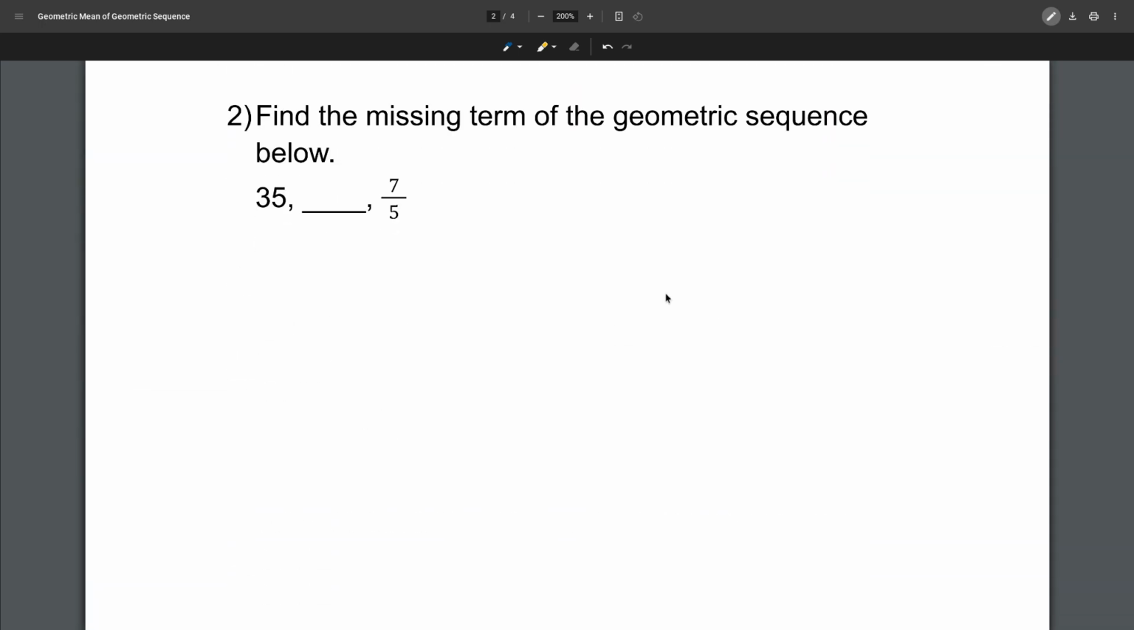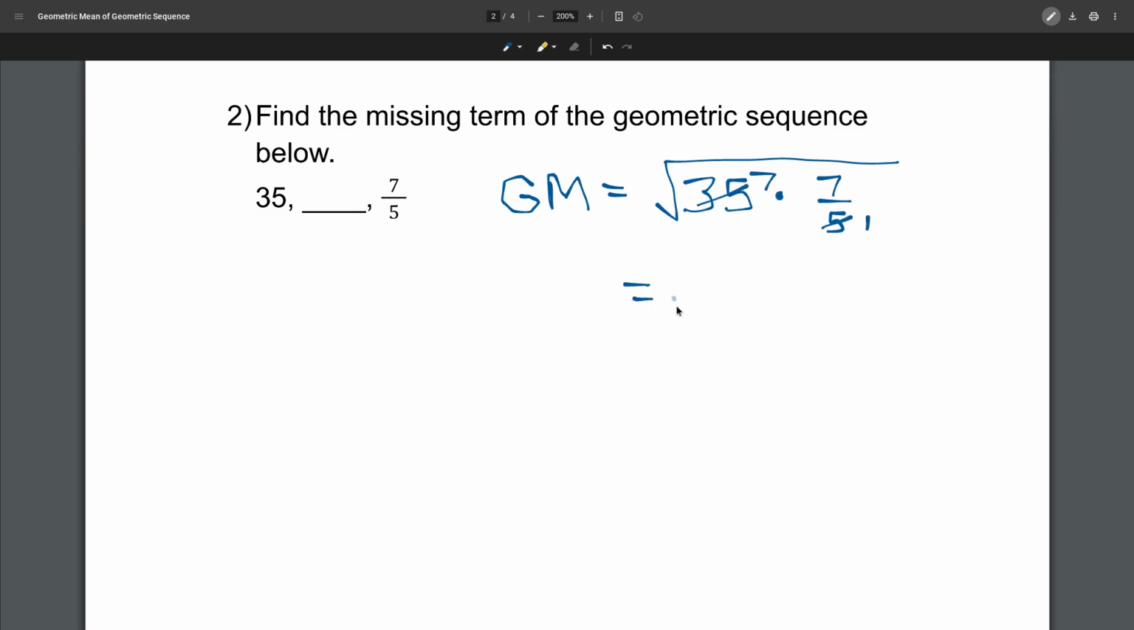Problem 2. Find the missing term of the geometric sequence below. So we're going to find the geometric mean. We're going to take the square root of 35 times 7/5. 5 goes into 35 7 times, so it's really 7 times 7, which is 49. So the geometric mean is 7. The opposite of the geometric mean would be negative 7. So the missing term could either be a positive 7 or a negative 7. It could be one of those two. So this middle term here is going to be plus or minus 7.